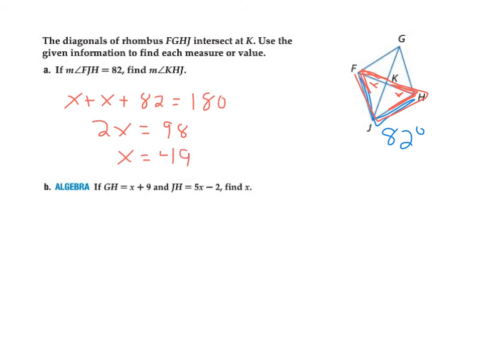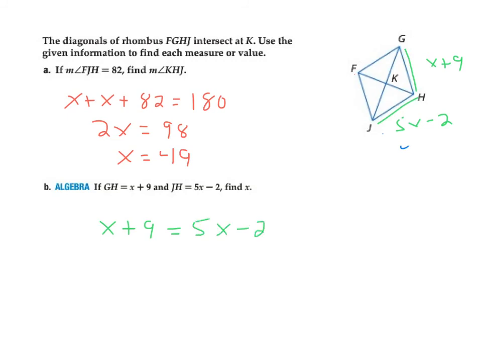For our second problem right now, it looks like GH is x plus 9. So let me erase for a moment just so we can see. Get back to my marker. We know that GH is x plus 9, so that's this piece right here. And we know that the second piece, JH, is 5x minus 2. We know that those two sides are going to be equal because this is a rhombus, so we now have x plus 9 is equal to 5x minus 2.